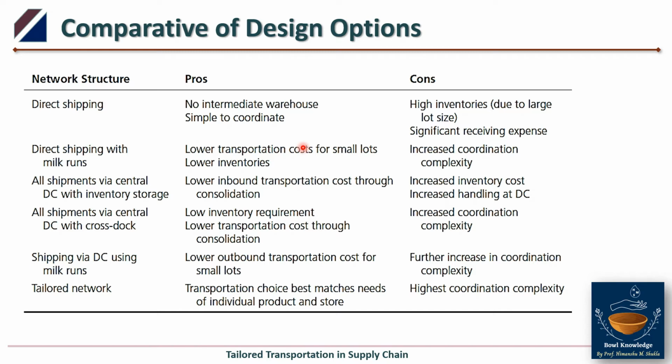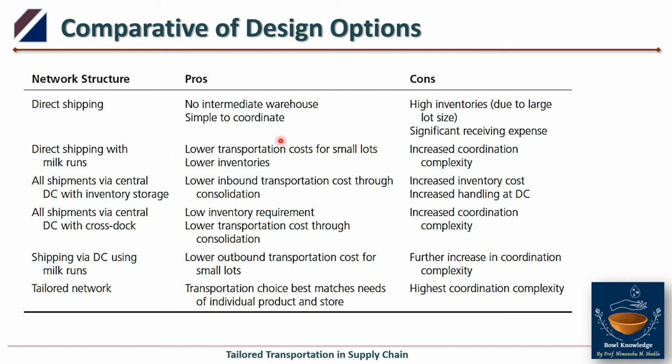So what are the pros? It will have the lower inbound transportation cost through consolidation. And second, if it is with cross dock, then also there will be lower transportation cost. But what is the con? That it will have the increased handling at DC.